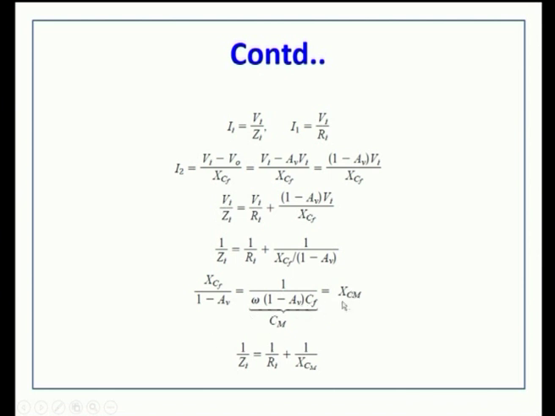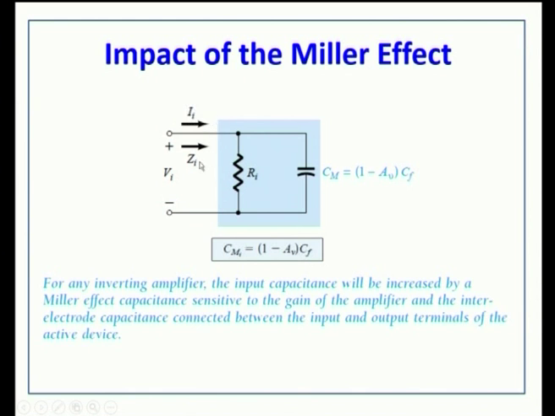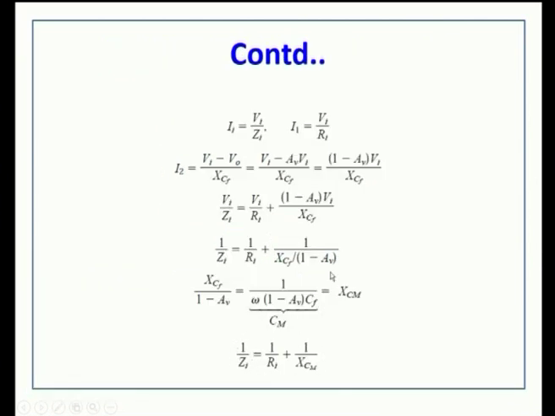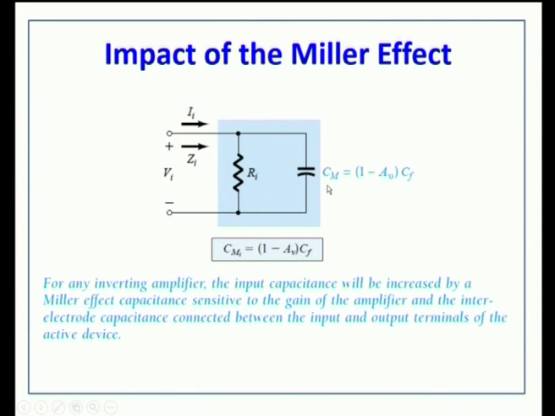After substituting this XCM, you will get this equation as 1 by ZI, because everywhere you have a VI term, cancel it out on both sides. So, you will get 1 by ZI equal to 1 by RI plus 1 by XCM. This equation can be represented as a circuit diagram: 1 by ZI equal to 1 by RI plus 1 by XCM. This equation is replaced as a network here, and this CM, we know, is (1 minus AV) CF. So, this is the impact of the Miller effect at the input side of the amplifier, an inverting amplifier. That is what is given as CMI equal to (1 minus AV) CF. This I represents the input side of the network.